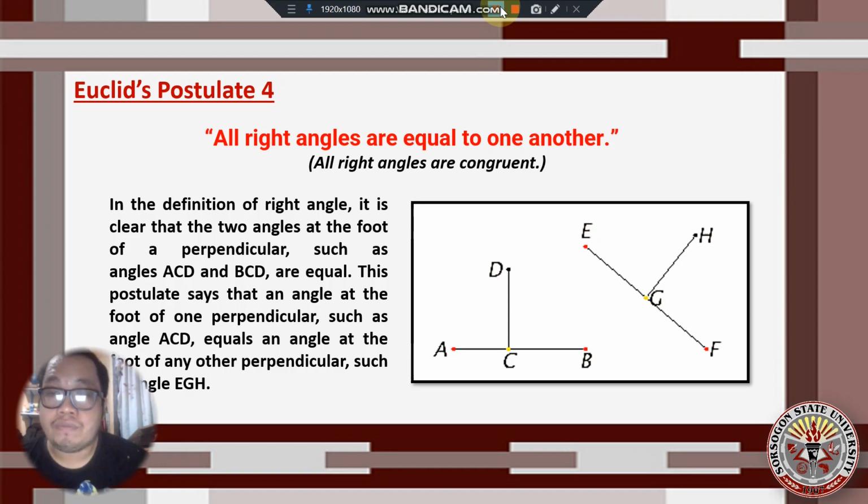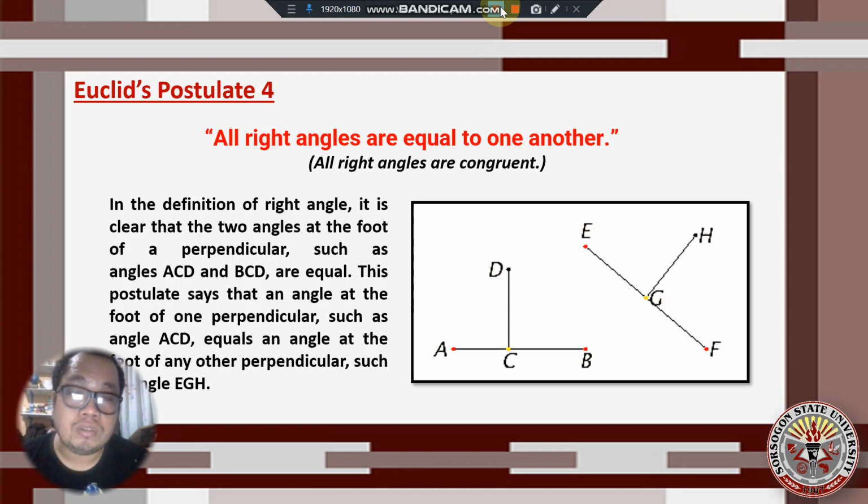In the definition of right angle, it is clear that two angles at the foot of a perpendicular, such as angles ACD and BCD, are equal. That is being illustrated on the first figure. This postulate says that an angle at the foot of one perpendicular, such as angle ACD, equals an angle at the foot of any other perpendicular, such as angle EGH.